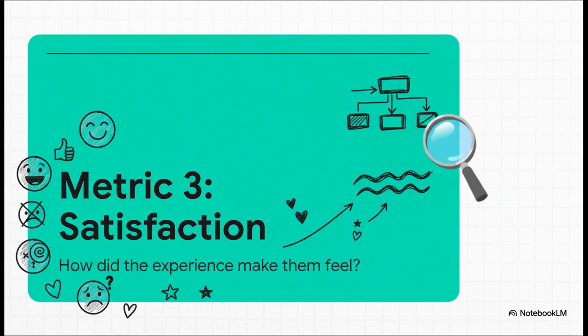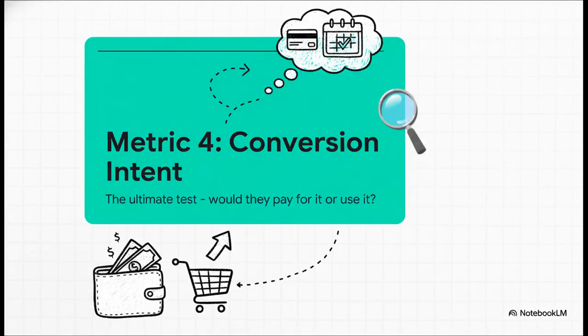Now for the human side of things. User satisfaction. Look, a product can technically work, but be an absolute pain to use, right? This metric asks a simple question. How did the experience make them feel? Was it a joy? Was it frustrating? You've got to capture that emotional response. And finally, we have the ultimate test, conversion intent. This one cuts through all the noise. After they've tried it, would they actually commit? Would they pull out their credit card? Would they actually use it in their real life? This metric connects your prototype directly to real-world value.